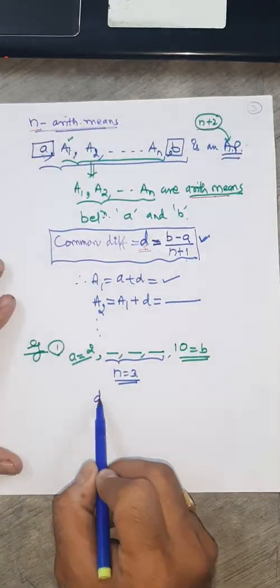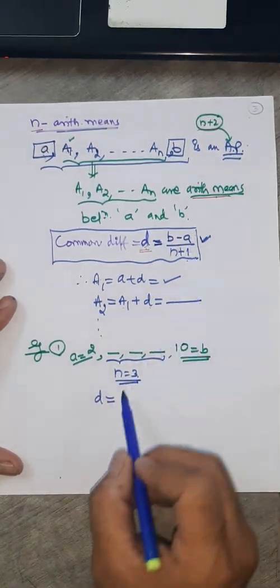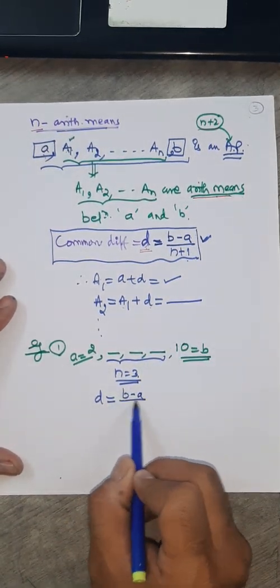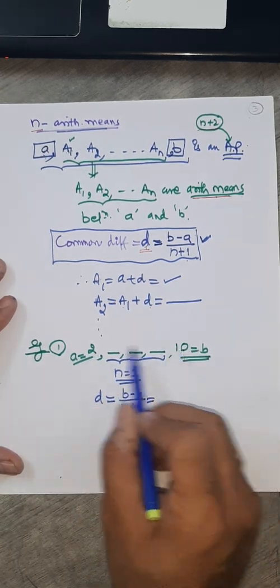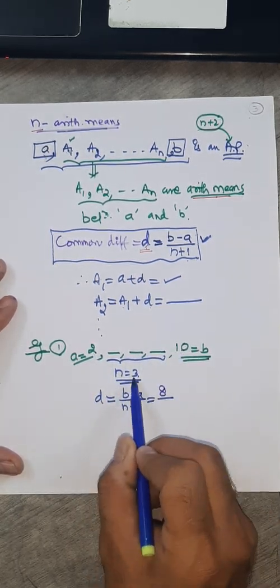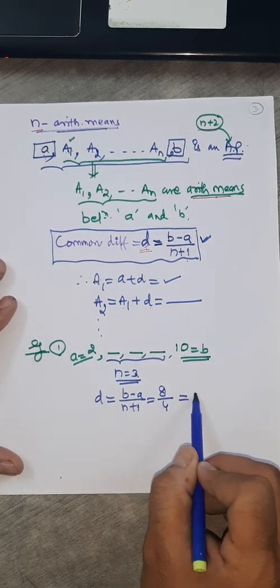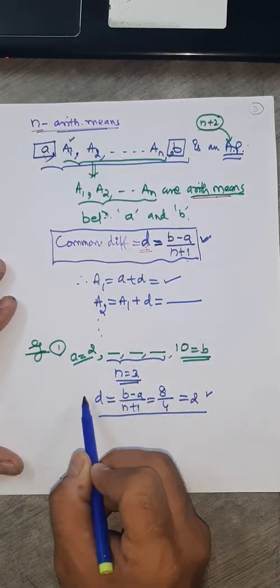So I need to know the common difference. What is the common difference? B minus A upon n plus 1. B minus A means 10 minus 2, which is 8. And n plus 1 is 3 plus 1, which is 4. So your common difference is 2 now.